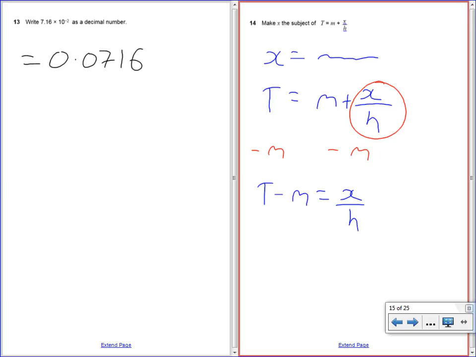And then x over h means it's basically x divided by h. So to get x, I'm going to multiply both sides by h. And if I multiply both sides by h, I get h times (t minus m) equals x. And you don't have to expand that back. It didn't ask us to. If you did expand it, well done. But that was fine to get all the marks.